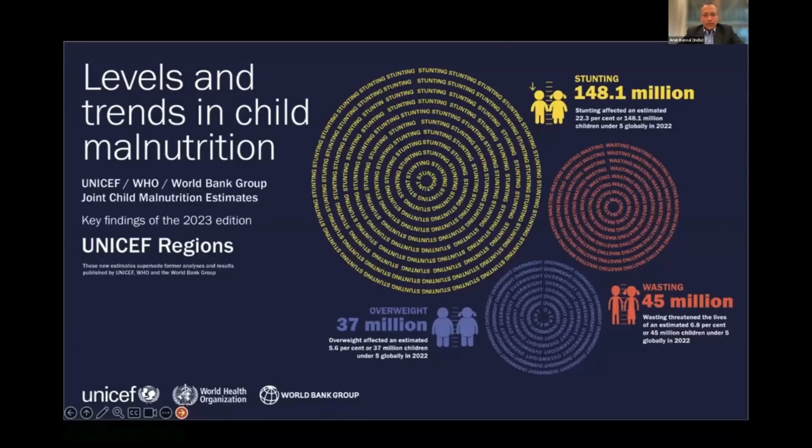This is a slide from UNICEF which I've taken. These are the important figures about the number of children who are stunted, who are wasted, and who are overweight. Stunting affects almost 22% of children under 5 globally, and wasting occurs in almost 7% of children under 5 as per the 2022 estimate. Overweight is also a significant problem and is leading to a lot of comorbidities.